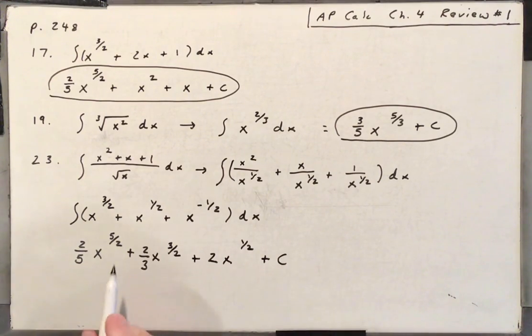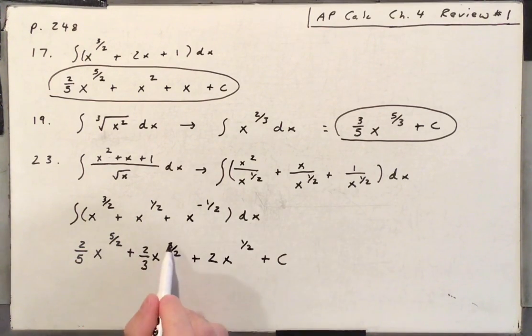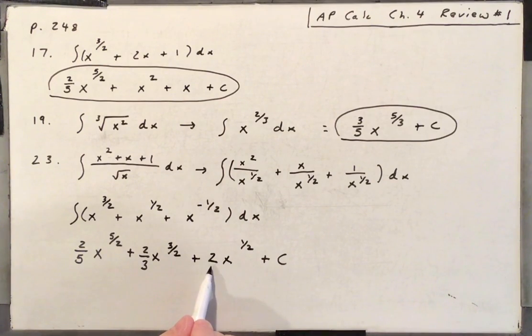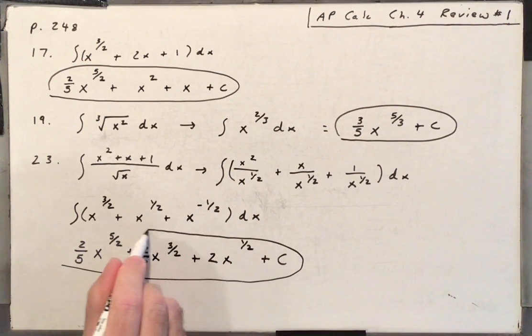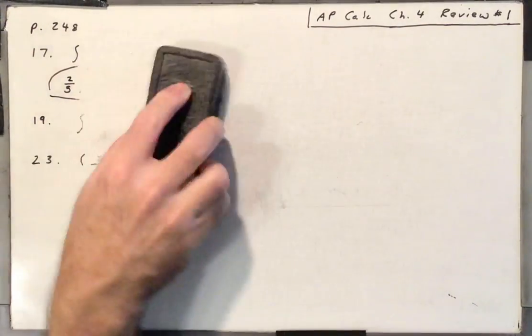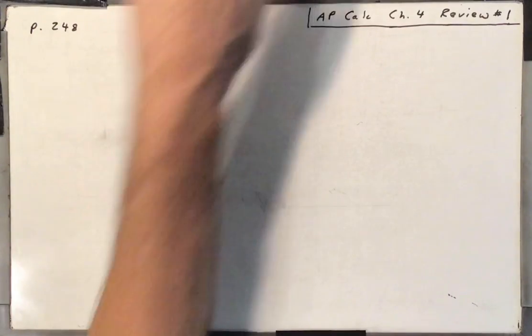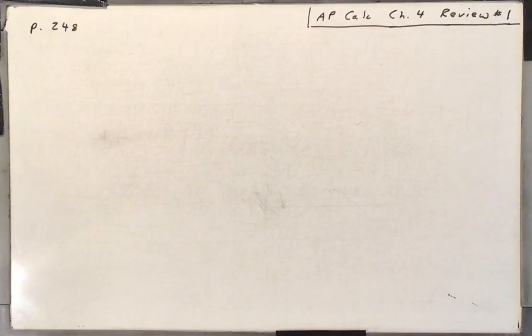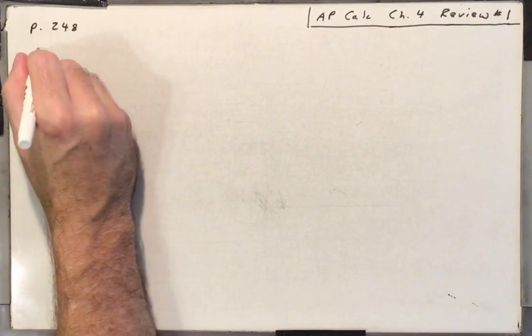Now let's check by taking the derivative. 5 halves times 2/5 is 1, minus 1, 3 halves. 3 halves times 2/3 is 1, minus 1, 1/2. 1/2 times 2 is 1, minus 1, negative 1/2. So many of these problems you can check and it makes you confident on the test that you got the answer right. Okay, pause if you need to, and we'll move on to the next one. All right, the next one on my list is 27.